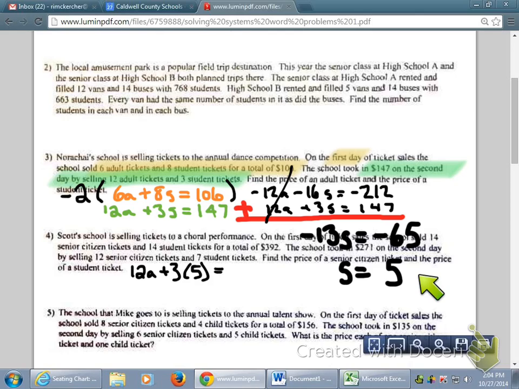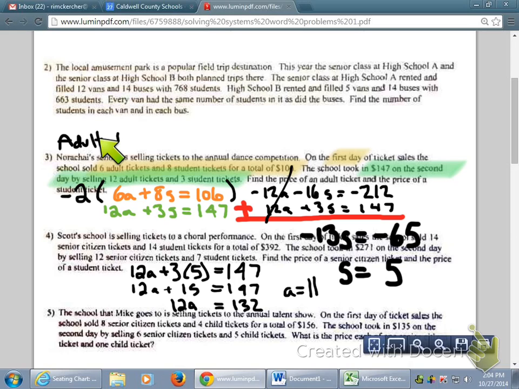Once you find out that the student ticket is 5, you can plug it in to find out how much the adult ticket is. And we're going to find out the adult ticket must have been $11. So we summarize by writing that the adult tickets are $11 and the student tickets are $5.